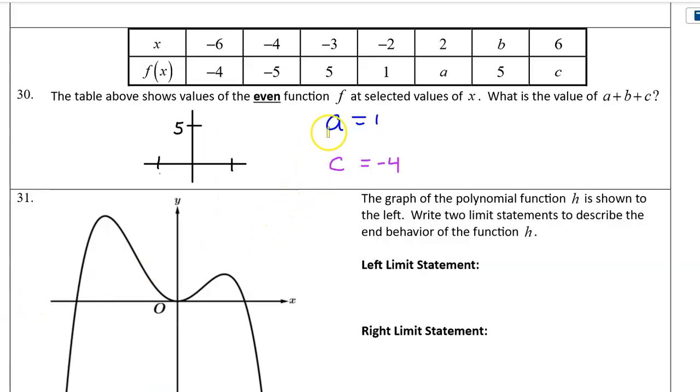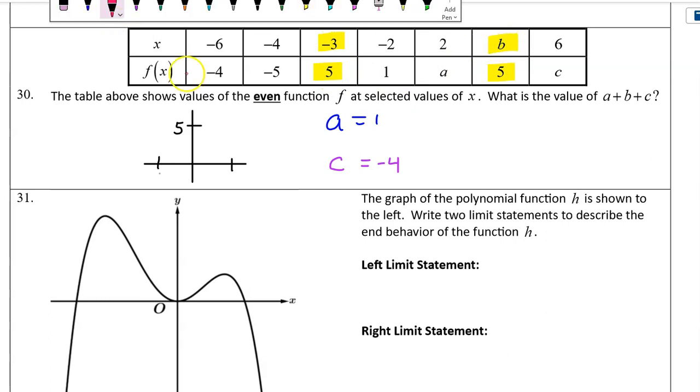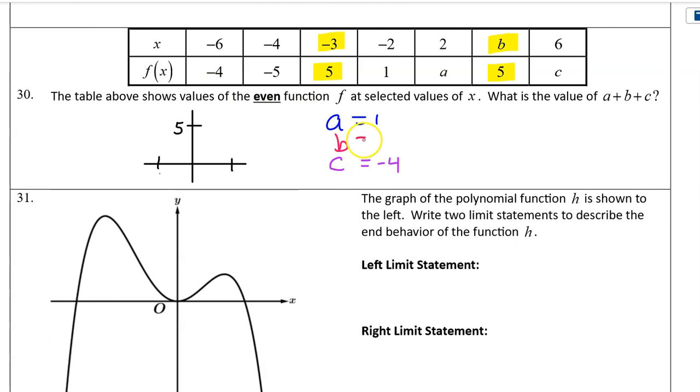Let's look for two places where the y values will be the same, because the y values will be equal where the x values are opposites. So at -3 and +3. So this indirectly tells us that b must equal +3.